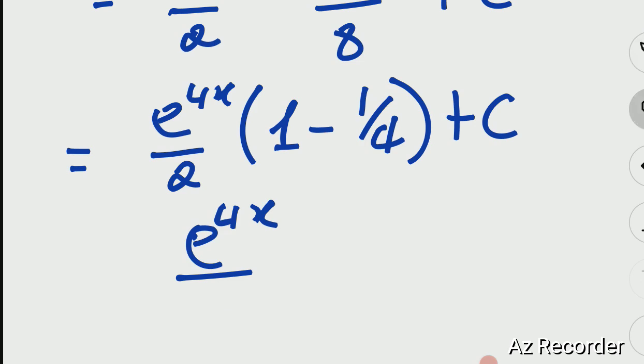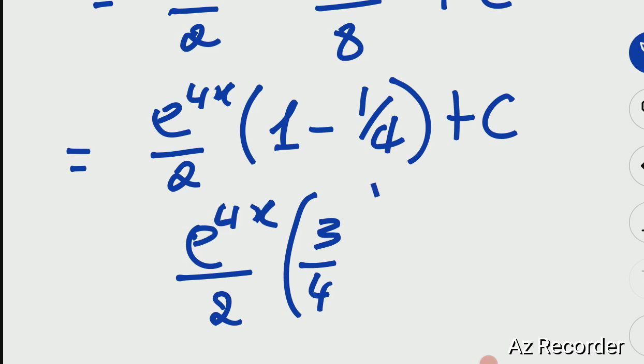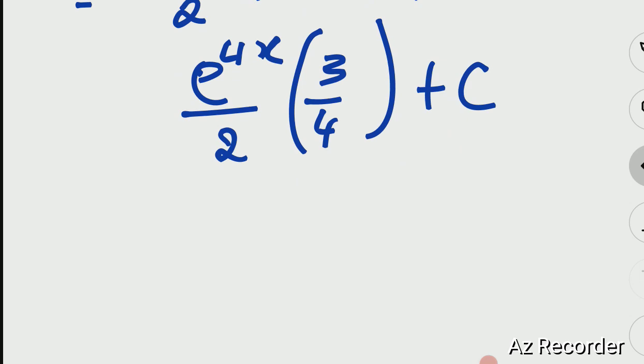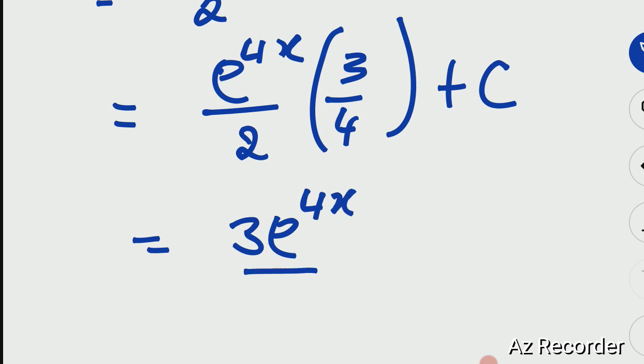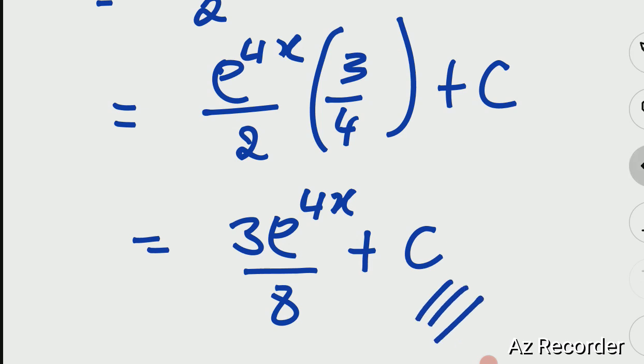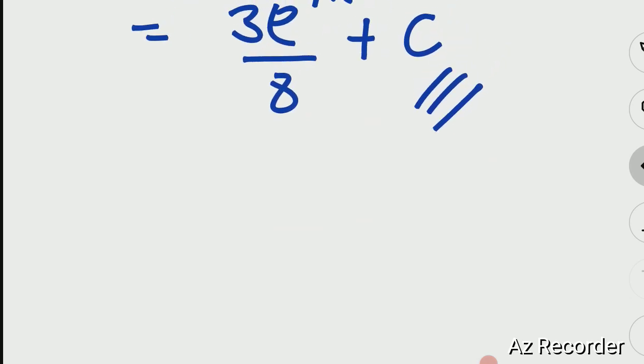It's always good to simplify your answer as much as possible. It's very important. So you see that this will be the best simplification so far. At the end of the day, we have 3e to the 4x divided by 8 plus c, and that is your final answer. We have come to the end of this video.